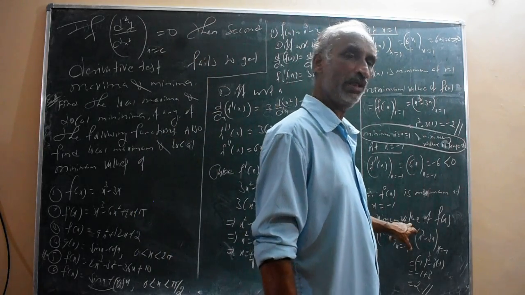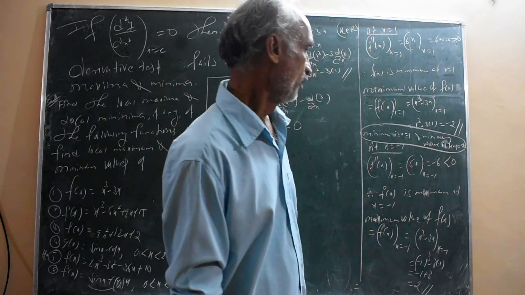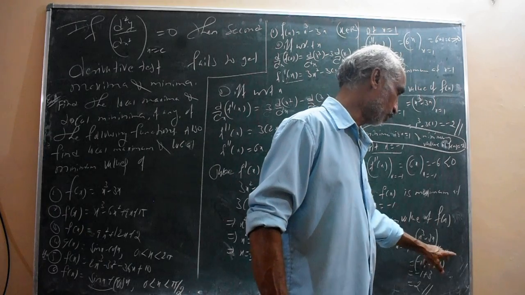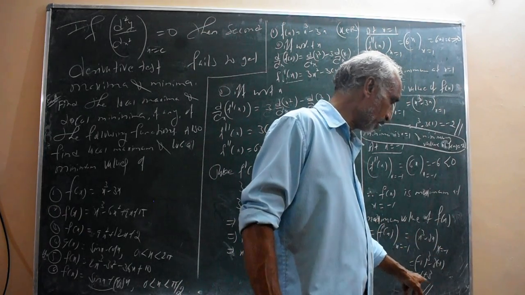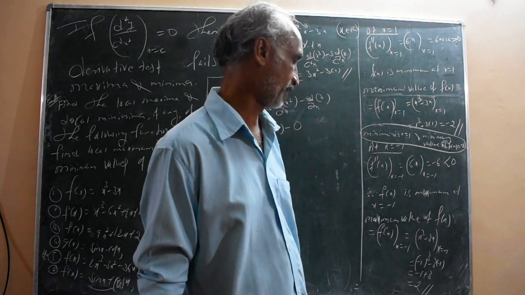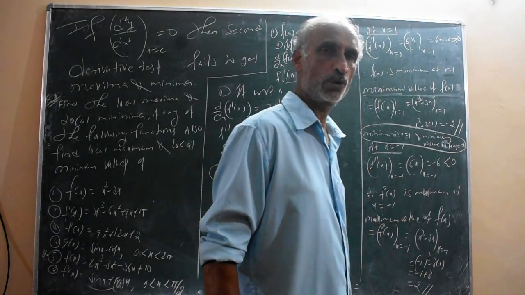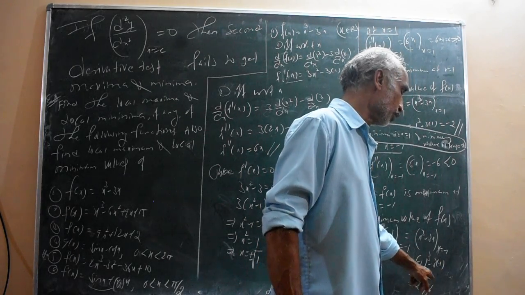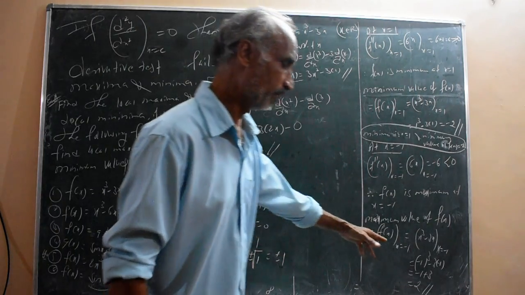Now, how to get the maximum value? In the original function f of x, take x equals -1. f of x is x cube minus 3x. With x equals -1, that is (-1) cube minus 3 into (-1). Minus 1 cube is -1, and -3 into -1 is plus 3. So -1 plus 3 is 2. This is the value of the function.